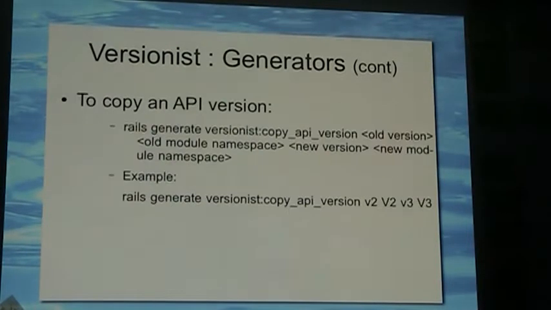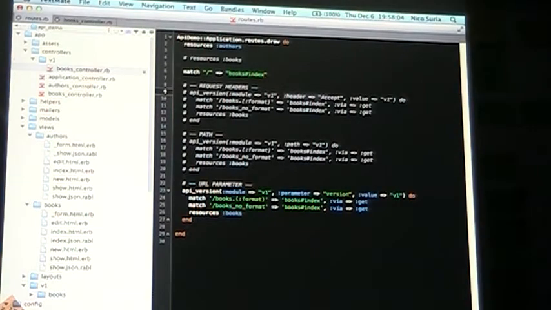Sige. So I'm gonna demo this. Rails generate versionist copy API version. So yeah, let's go do that. Here, if you can see, I already have V1. And let's say we want to generate V2.